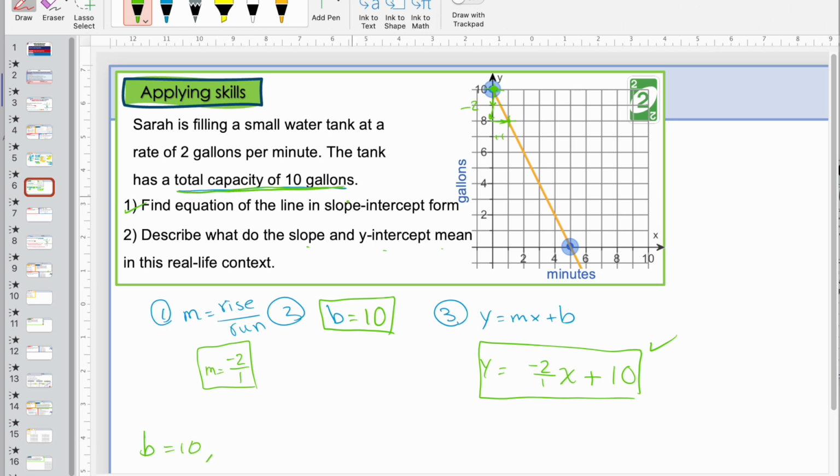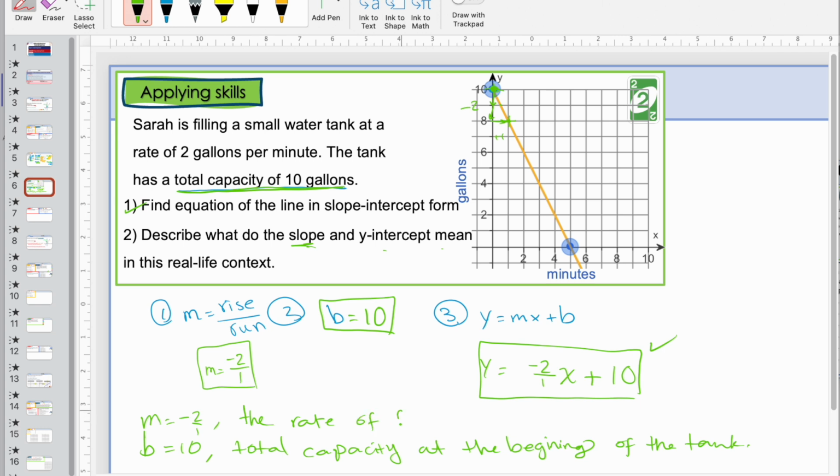They said the total capacity of 10 gallons. Total capacity at the beginning of the tank. Okay? The slope m, it's negative 2 over 1, represents what? The rate that you are filling the water in the tank. So the rate of filling water in the tank.